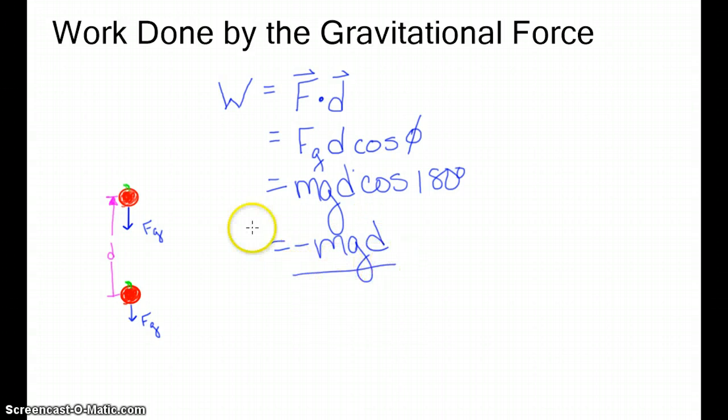So that is the amount of energy that is transferred from the kinetic energy of this tomato out of the system. So we would have a final kinetic energy that is much lower than what our initial kinetic energy was.